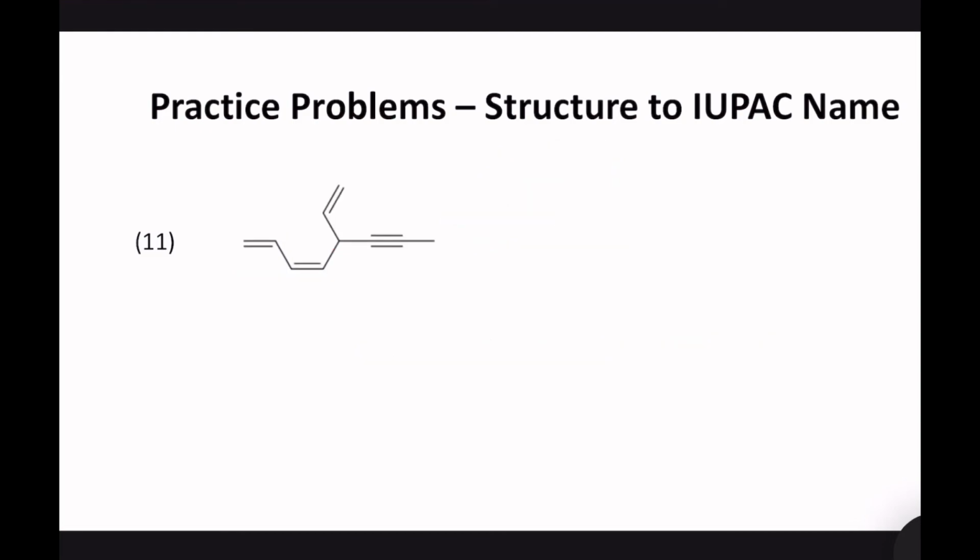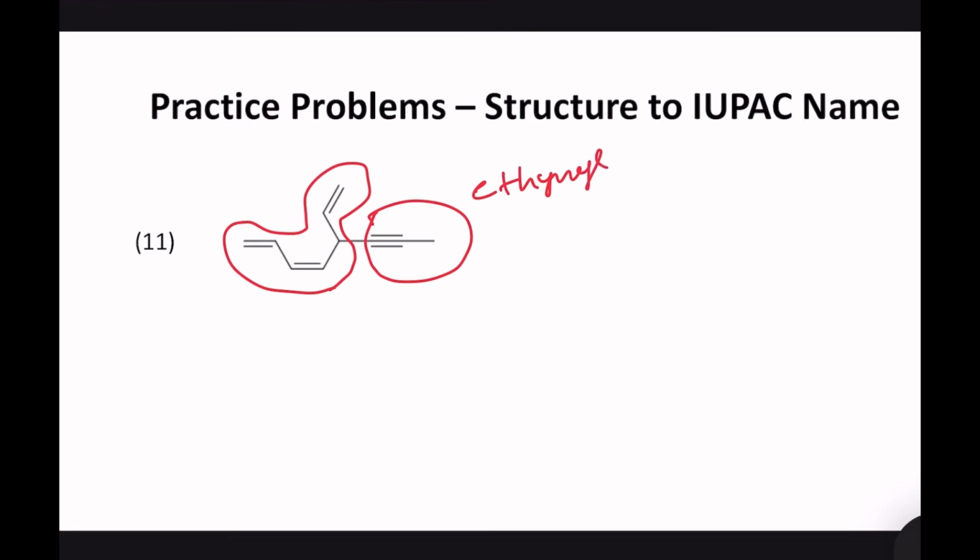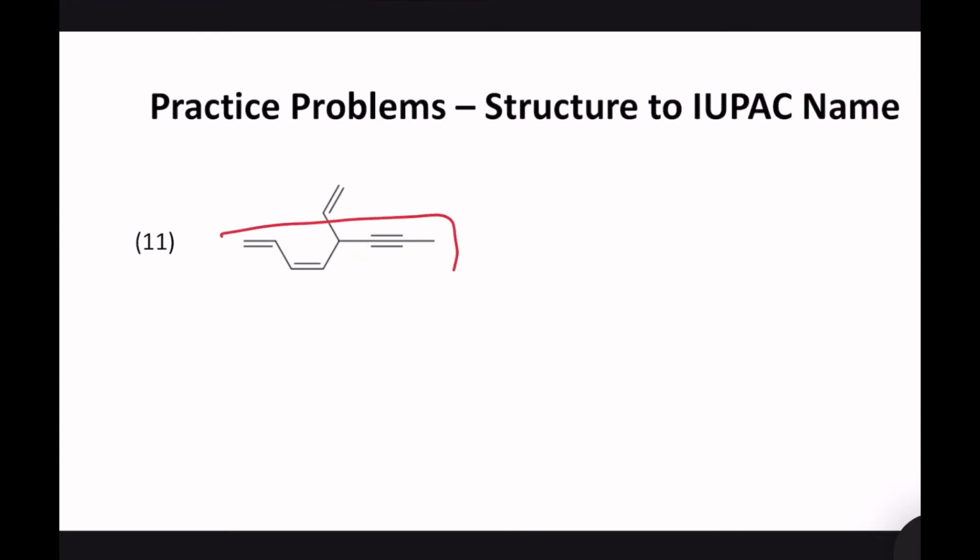Let us look at example number 11. Here, if we choose alkatriene as our parent chain, then you will have one substituent here, that is ethynyl, with 7 carbon atoms in the parent chain. But if you choose this as your parent chain, then you have 2 double bonds and 1 triple bond with 8 carbon atoms in the parent chain.